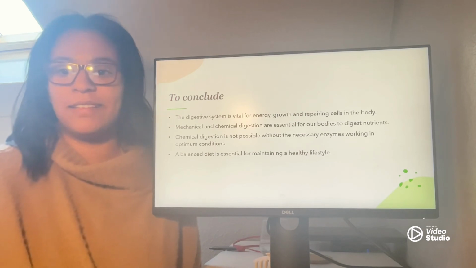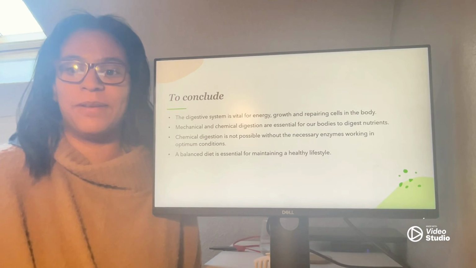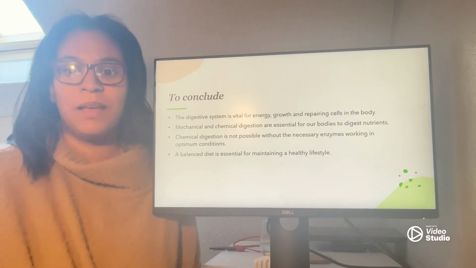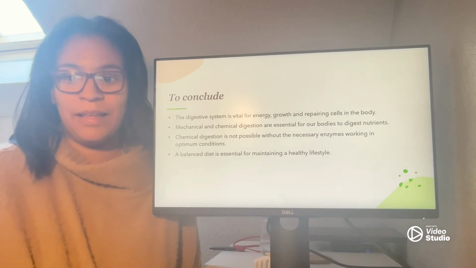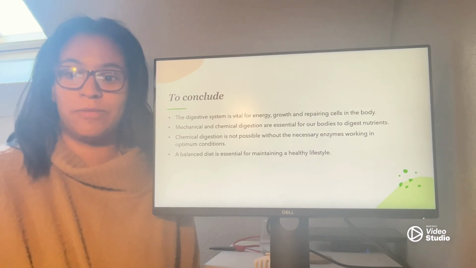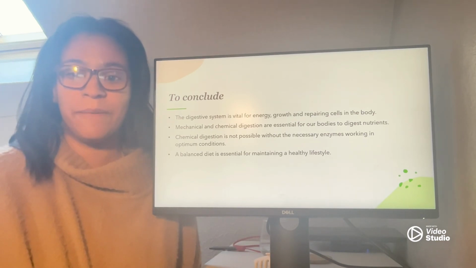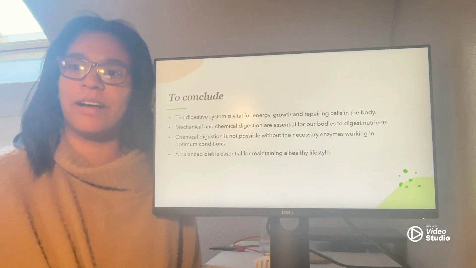To conclude, the digestive system is vital for energy, growth and repairing the cells in the body. The digestive tract is made up of different organs, each performing a specific role to aid the process of digestion and absorption. Both mechanical and chemical digestion are essential for our bodies to digest both macro and micronutrients throughout the process of digestion. Chemical digestion is not possible without the necessary enzymes, and these enzymes require certain temperatures and pH ranges to function at an optimum level. And lastly, a balanced diet comprised of the 5 food groups and water is vital for maintaining a healthy lifestyle and healthy weight.